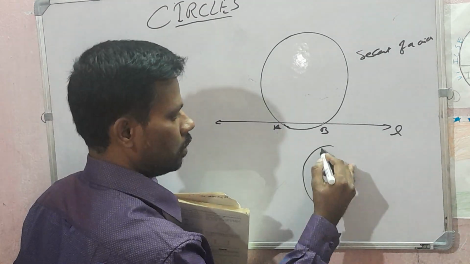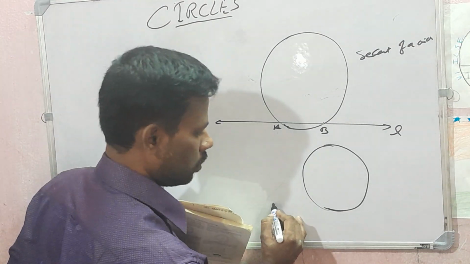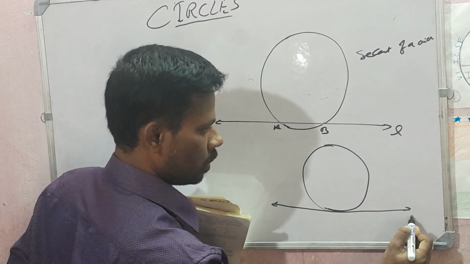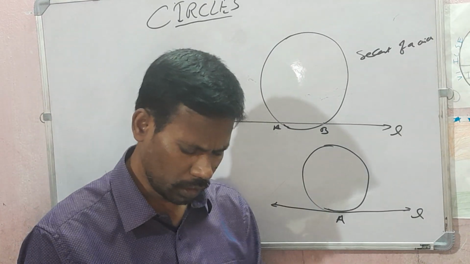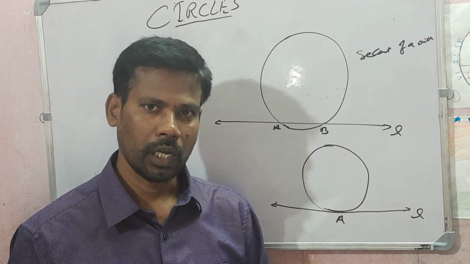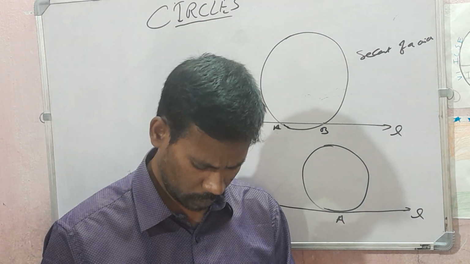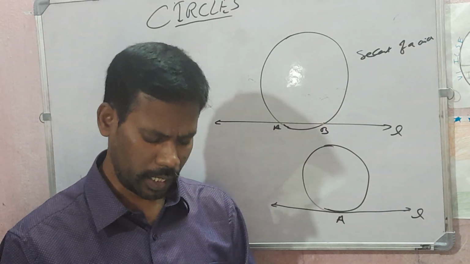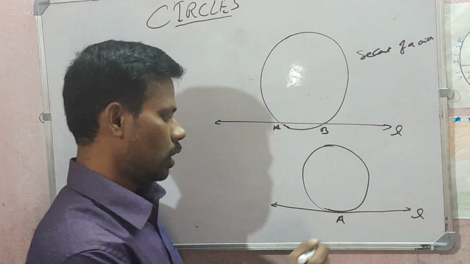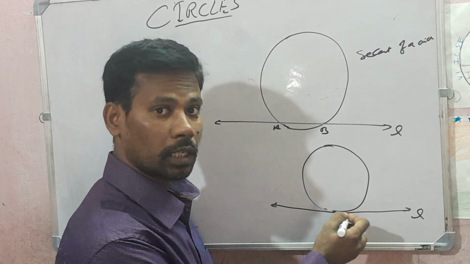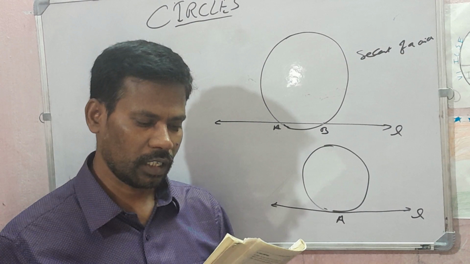Next, tangent. Tangent of a circle means the line which intersects the circle exactly at 1 point. That is called a tangent of a circle. A line which intersects the circle at 1 point is called a tangent of a circle. Right? A tangent of a circle means a line which meets the circle exactly at 1 point.